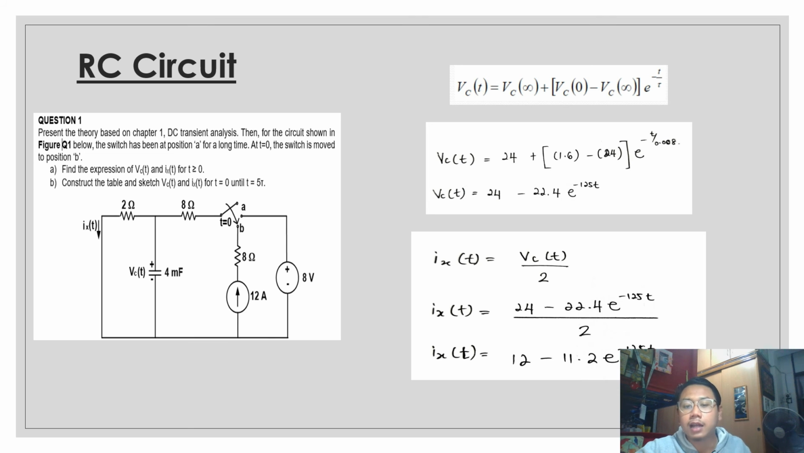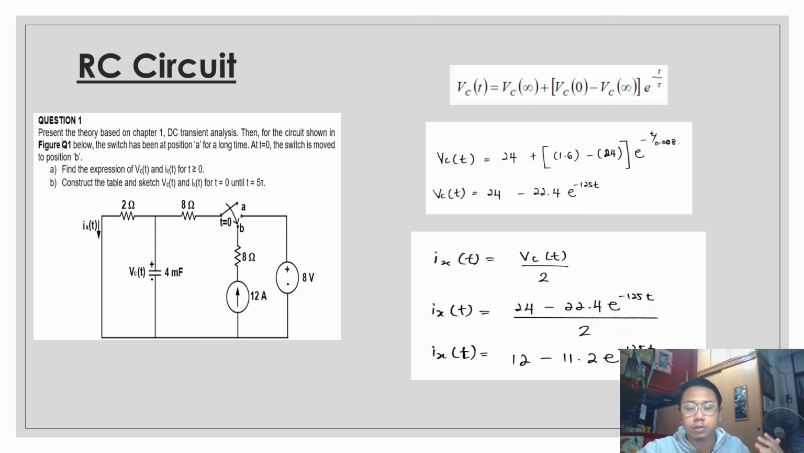Next, we need to find Ix(t). To find Ix(t), we can just use Ohm's law, which is V equals IR. Therefore, I equals V over R. In this case, Ix(t) is equal to VC(t) over 2. After I enter the value of VC(t), Ix(t) is equal to 12 minus 11.2 exponent negative 125t ampere.